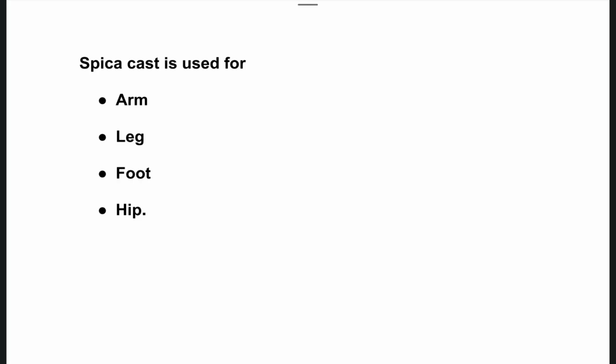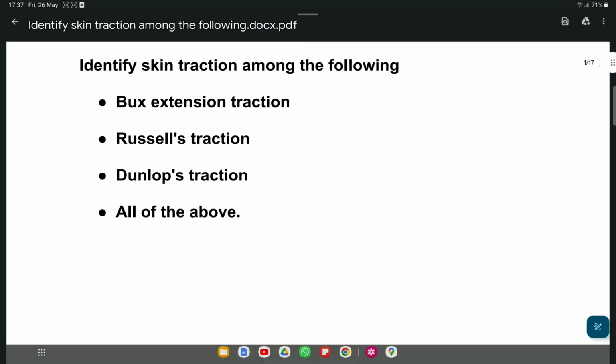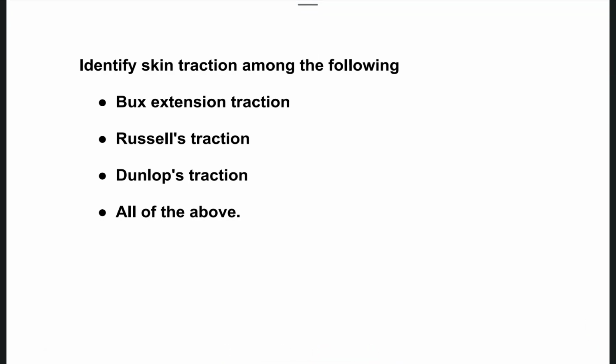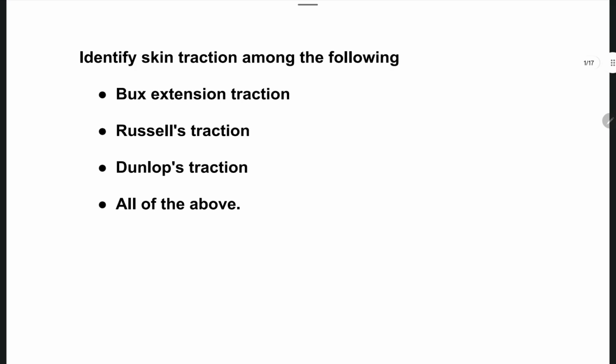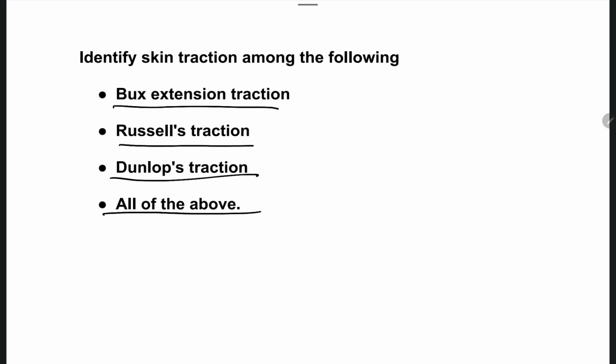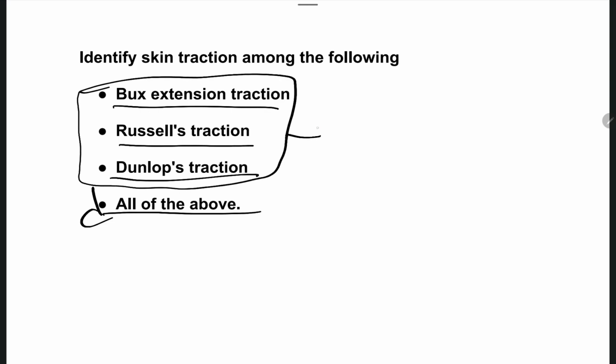So let's enter into the topic. The first question is: identify the skin traction among the following. So, among these four options, which one is the skin traction? Options are Buck's extension traction, Russell's traction, Dunlop's traction, all of the above. The right one is option D, all of these. So, these three options are related to skin traction. Okay, skin traction is nothing but the traction applied to the skin, that is superficial.